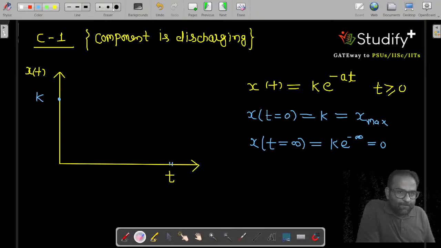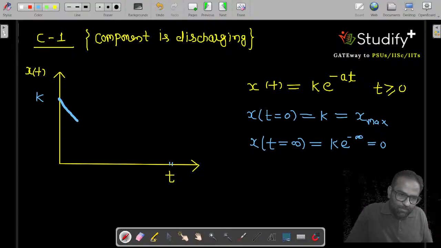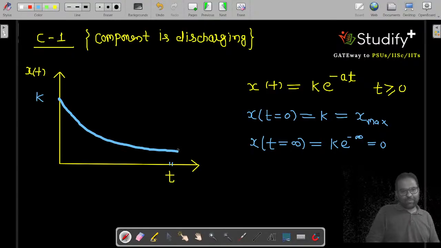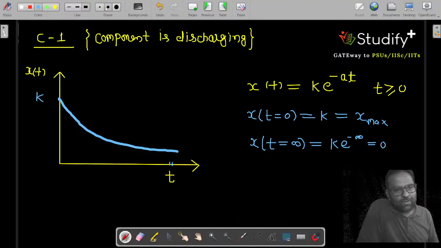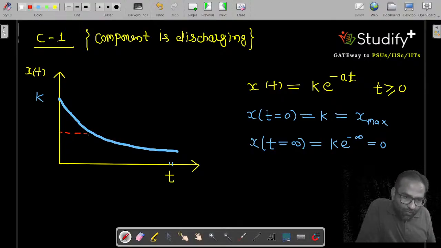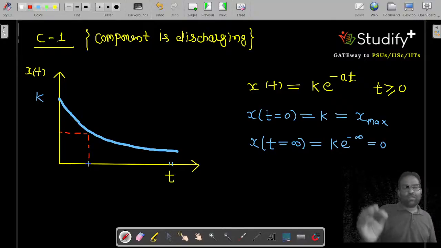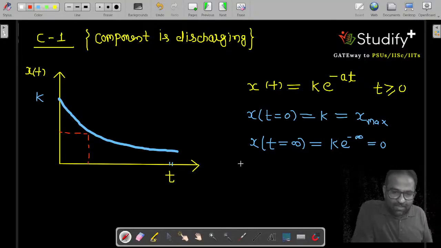So let's say you are having this kind of waveform. Now let's talk about the figure of merit. What is the figure of merit for this waveform? The time at which the response reaches 1 by e of its maximum value is known as time constant. This is the best definition you can apply to the equations.